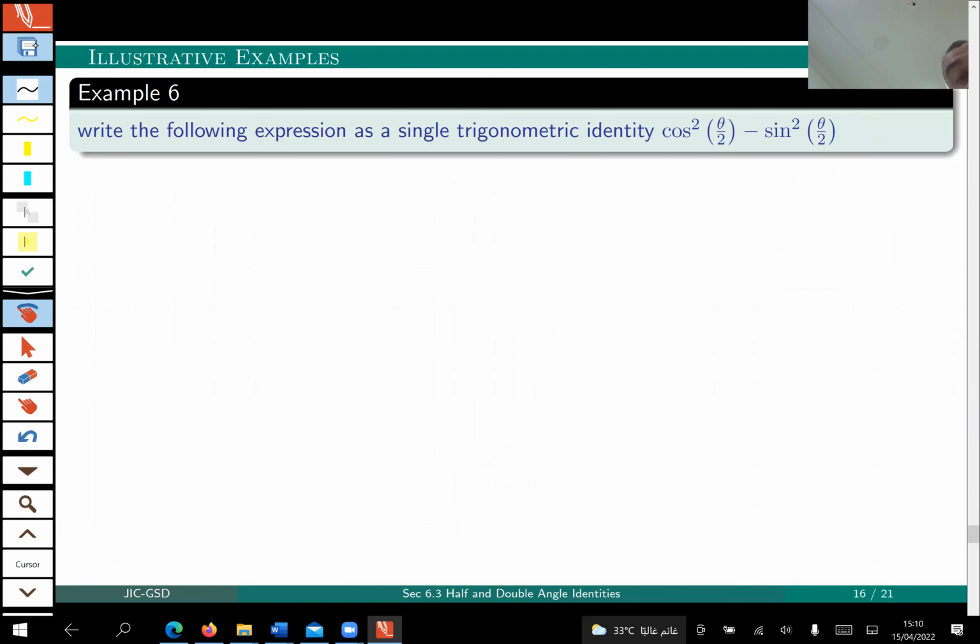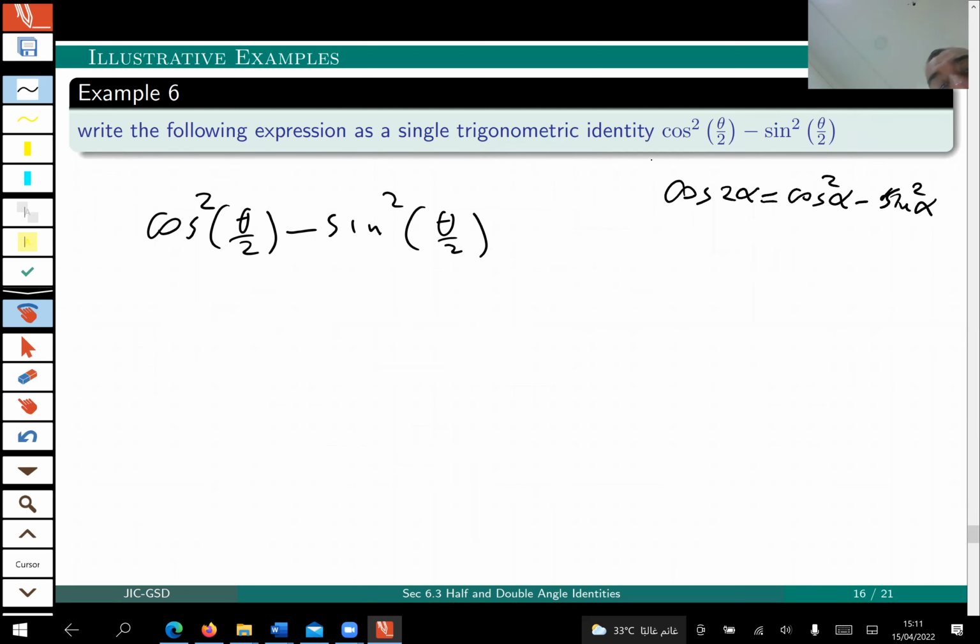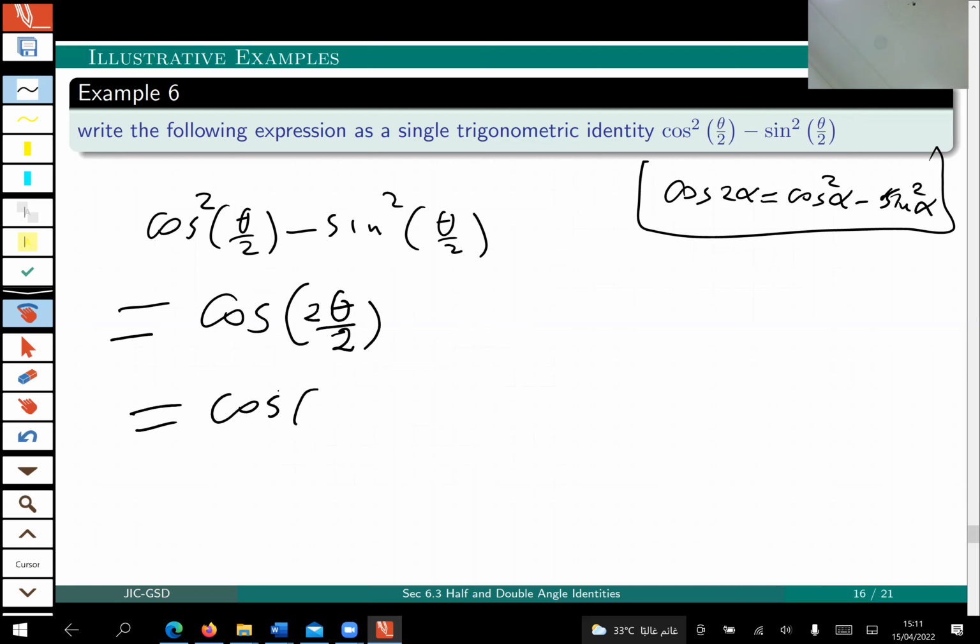Now, here I have cosine squared of theta over 2 minus sine squared of theta over 2. Of course, that is cosine squared alpha minus sine squared alpha. That's the rule. So that will be equal to the cosine of double the angle, where the angle is theta over 2. So that will be simply cosine theta.